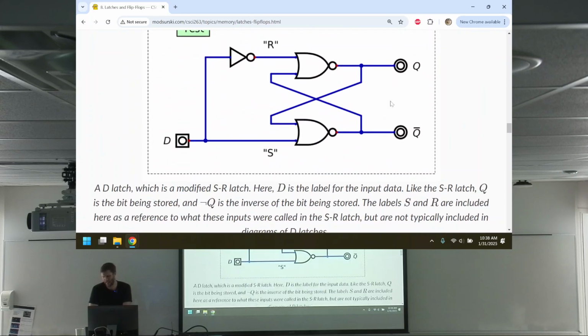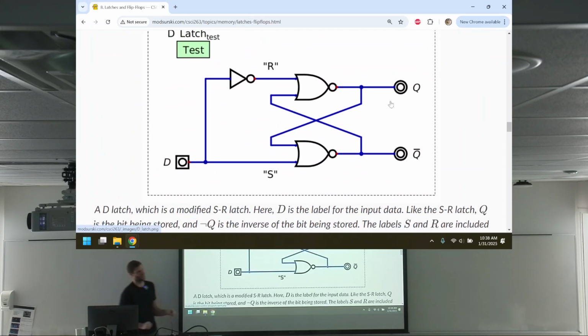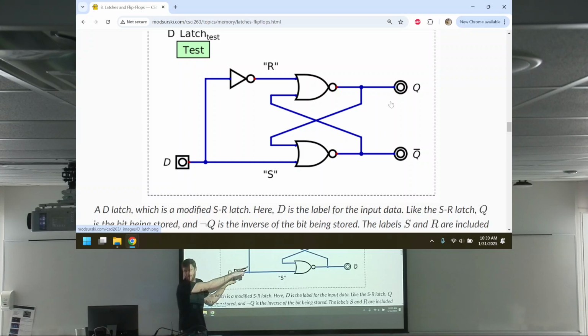The only way to store the data here is, if I want to set Q high, I have to set data high and leave data high. I'm not really storing anything. That's just, if D is on, Q is on. If this is off, Q is off. I've stored nothing. I've effectively come up with a relay of what the output of this is, with a lot of extra steps. It's a waste of time.